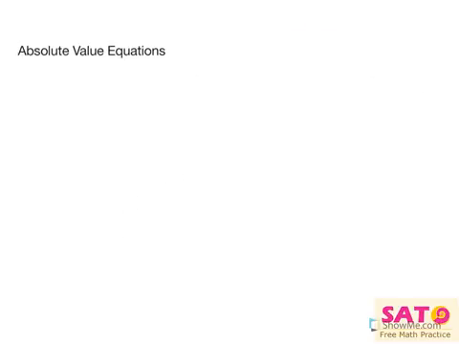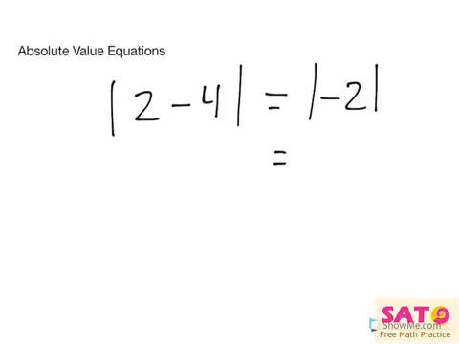So if we would have, let's say, 2 minus 4, that would be the absolute value of negative 2, which is 2 as a distance. So now let's take a look at actual problems.